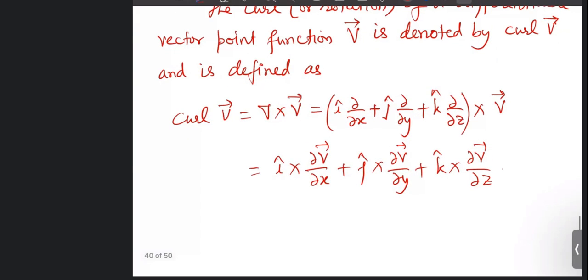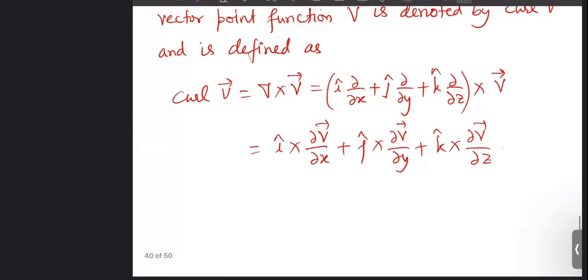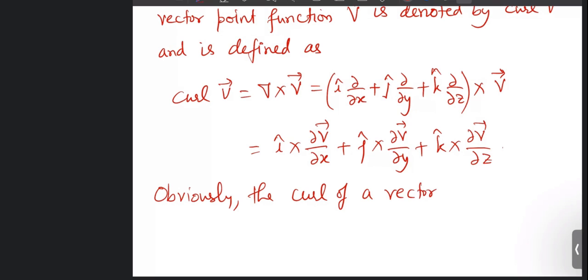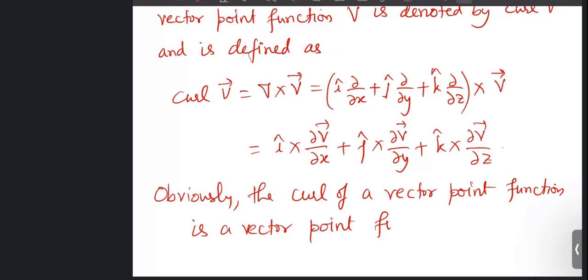Obviously, one is already aware that the cross product of two vectors is also a vector. So obviously the curl of a vector point function is a vector point function.